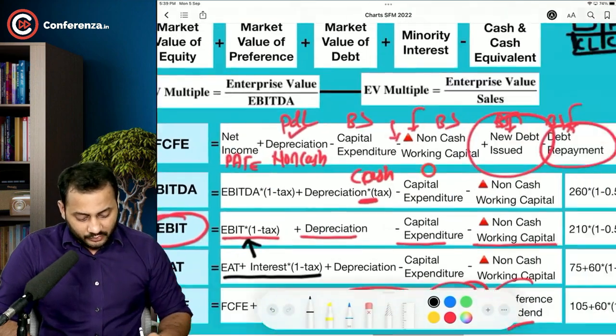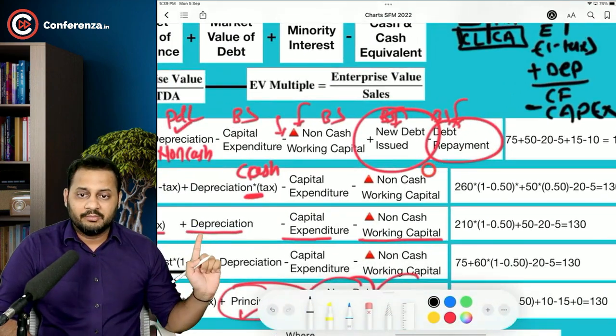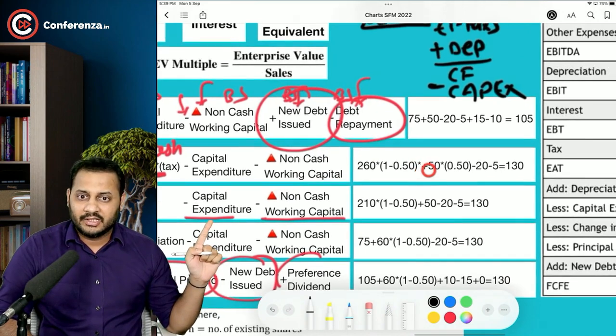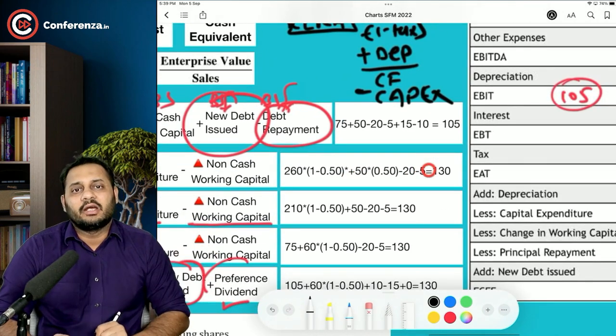These two are the major parts, sir. Adding back the depreciation, reducing the capital expenditure, and then non-cash working capital.